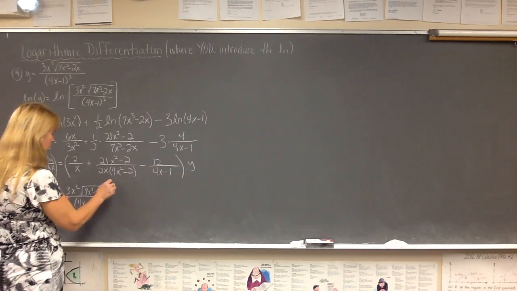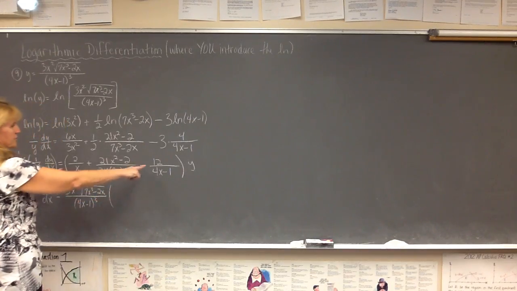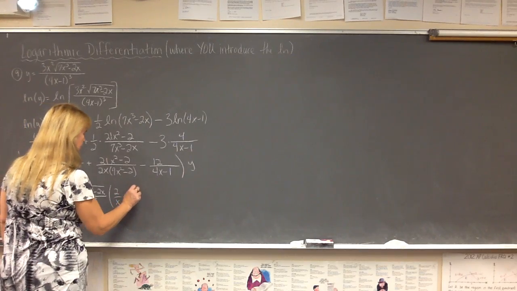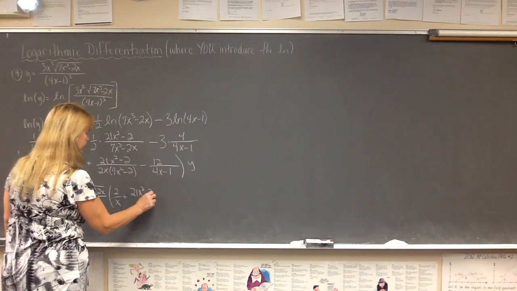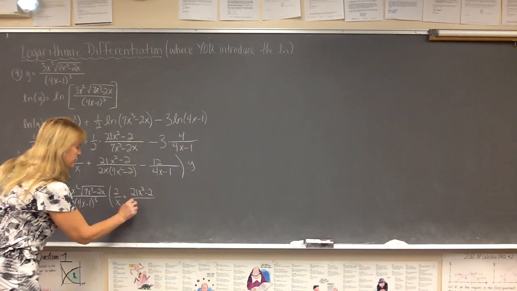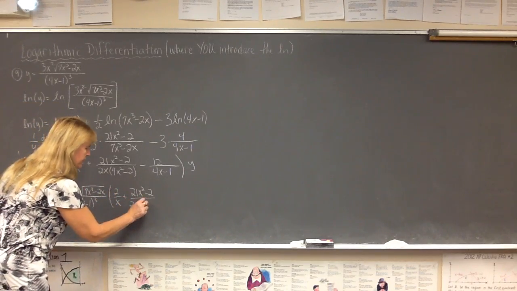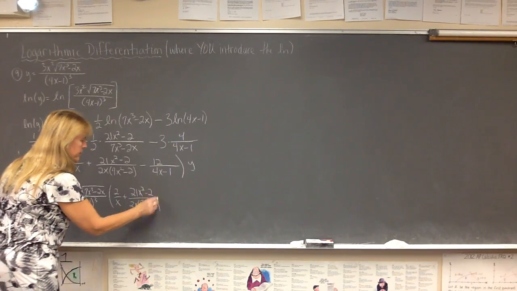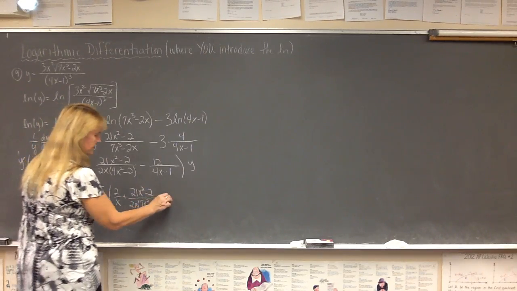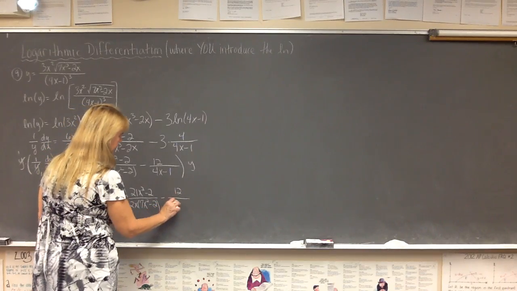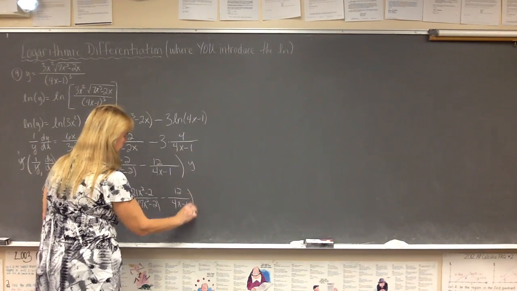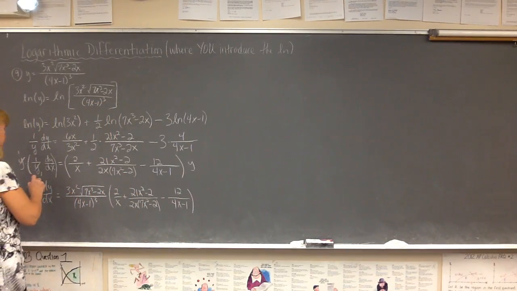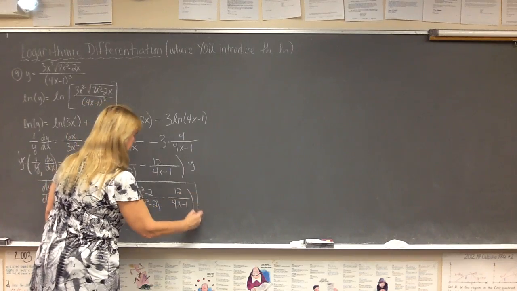And then I have this whole other thing here, which I'm just going to copy, 2 over x plus 21x squared minus 2 over 2x times 7x squared minus 2. And then minus the last fraction, which is 12 over 4x minus 1. Again, this y was brought way over here. So I'm finished. This is my dy/dx.